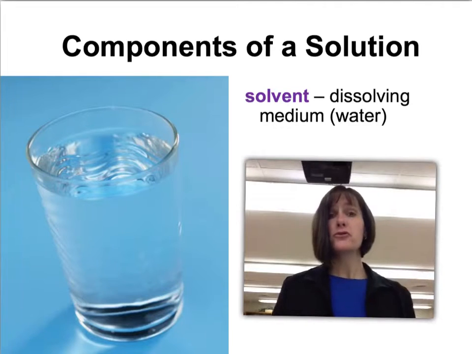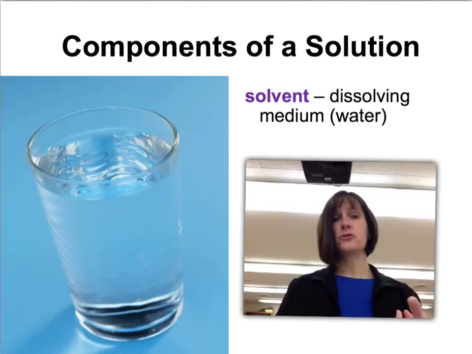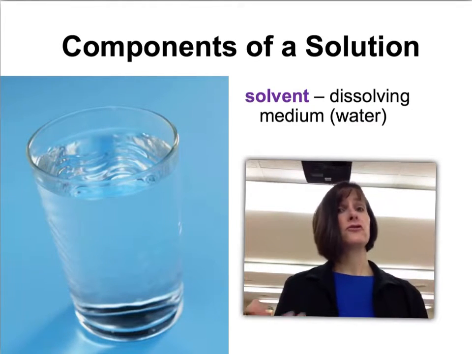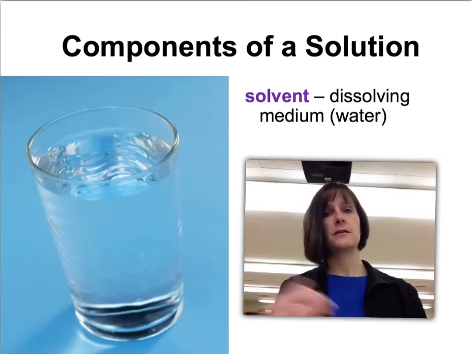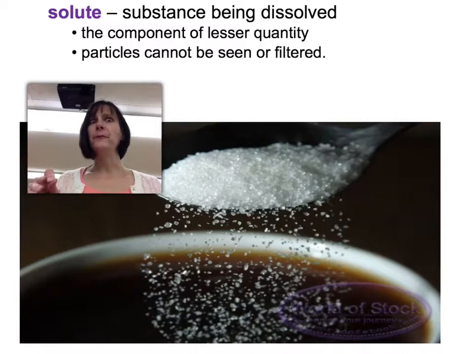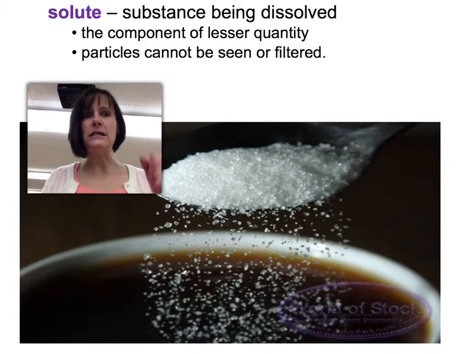As you remember from middle school, there are two components to a solution. The solvent is the dissolving medium. So what's doing the dissolving? Water is considered the universal solvent because it can dissolve so many things. The second component of a solution is the solute, and this is what is being dissolved. Sugar and tea, one of my favorites. If you're mixing two liquids together, then the solute would be the substance that's in the lesser amount. I think I'm going to have a cup of tea.